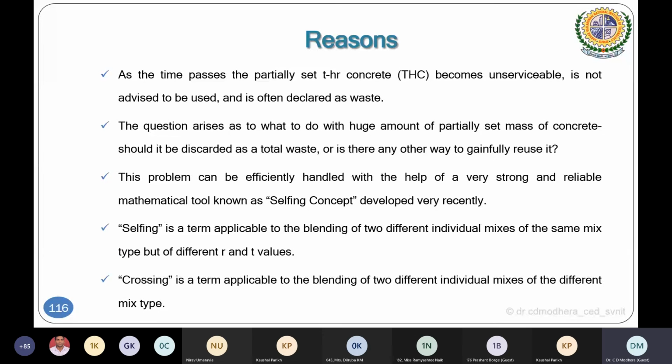At the time of placing, the partially set T hours concrete, that is THC, becomes unserviceable. If the delay is more, then it is not advisable to use it and it is often declared as waste.